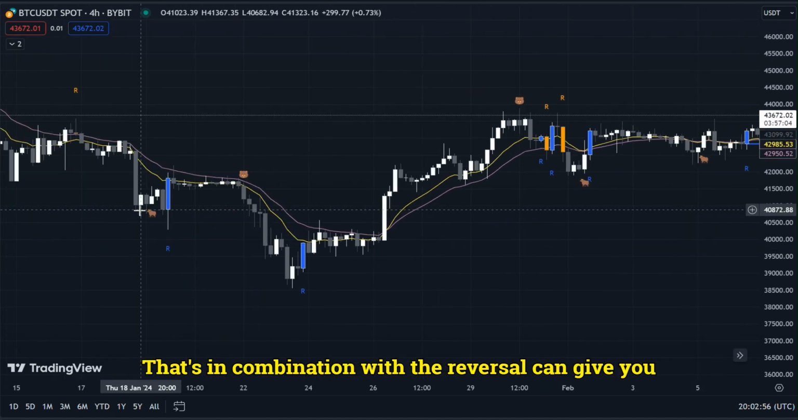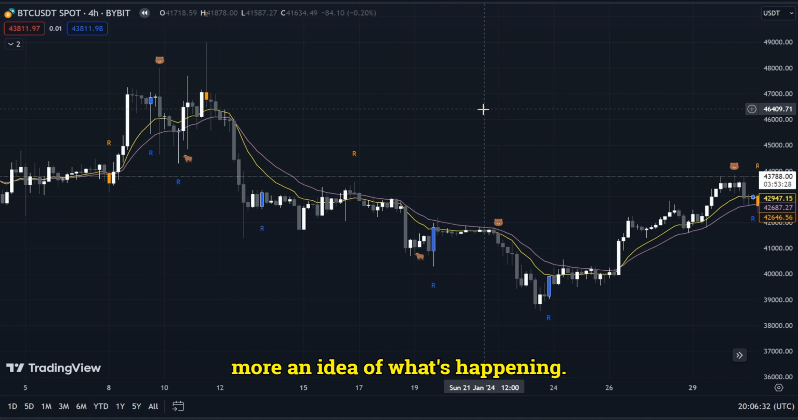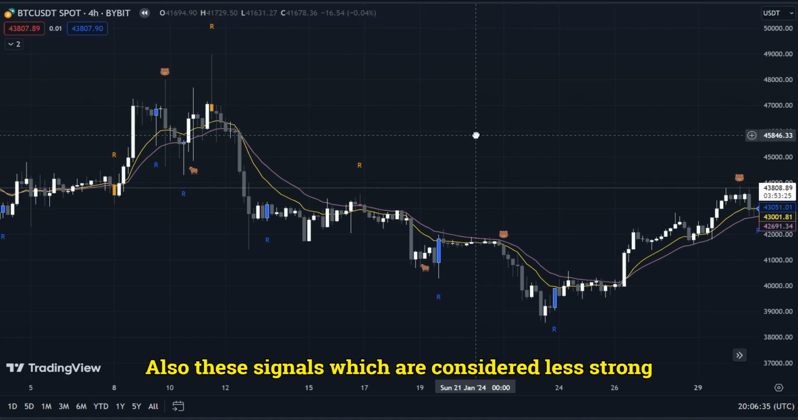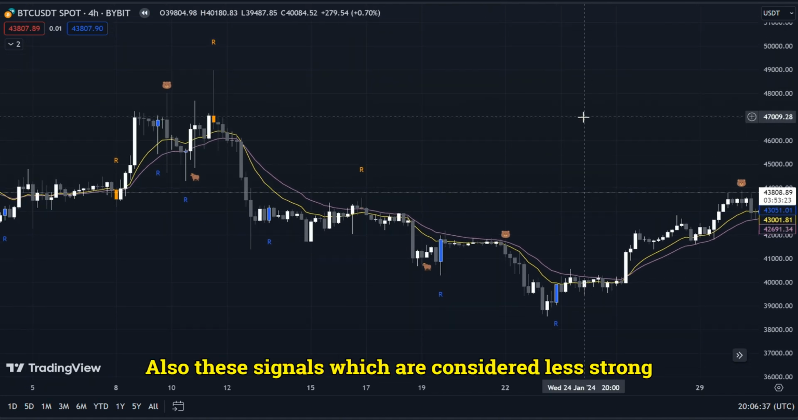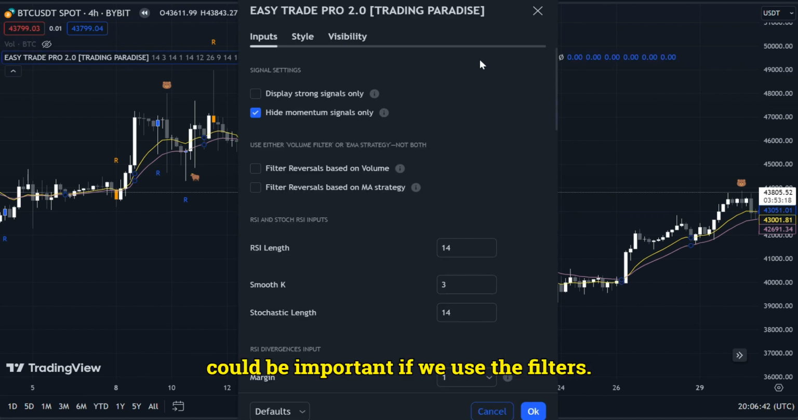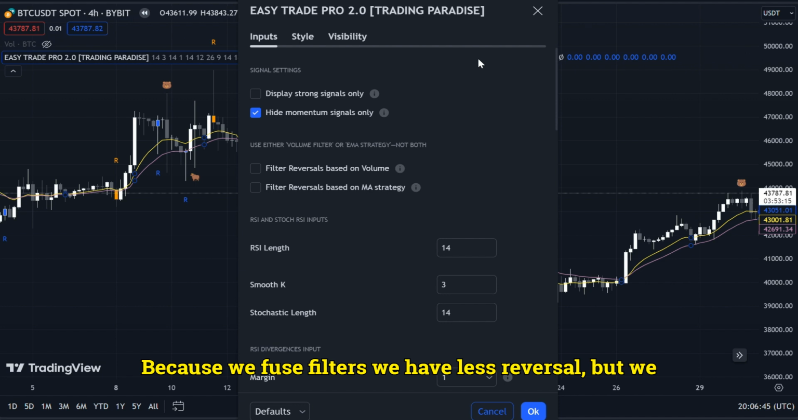That in combination with the reversal can give you more of an idea of what's happening. Also, these signals, which are considered less strong, could be important if we use the filters, because if you use filters, we have less reversal, but we maybe can't find the right moment to take profit.